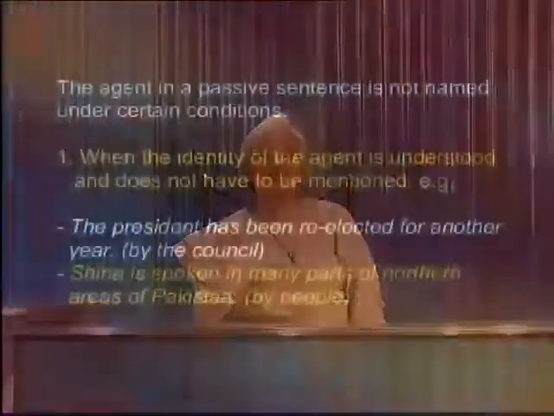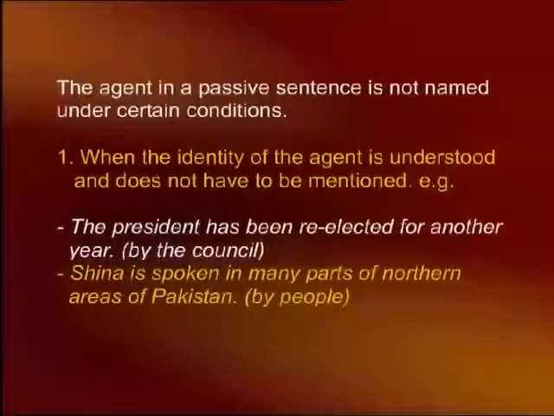Now, let us look at sentences, passive sentences, which are without the agent. Here, the agent is not named. You can have a passive sentence where the agent is not named. Well, there are certain conditions. The first condition is when the identity of the agent is understood and it does not have to be mentioned.